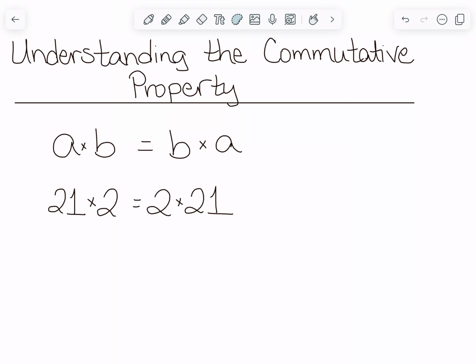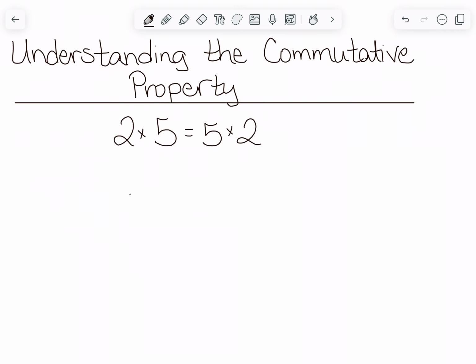The commutative property of multiplication tells us that A times B is equal to B times A. In other words, 21 times 2 is the same thing as 2 times 21. Ben had solved this problem by seeing 21 groups of 2, so 21 times 2, whereas Kaya looked at this problem and said that we have 2 groups of size 21, 2 times 21.